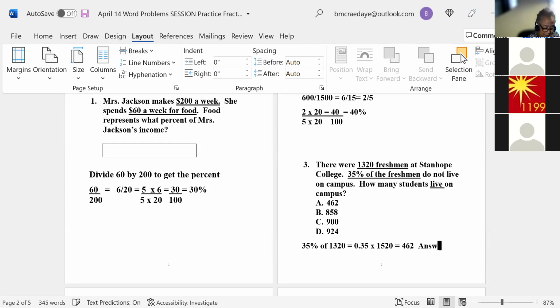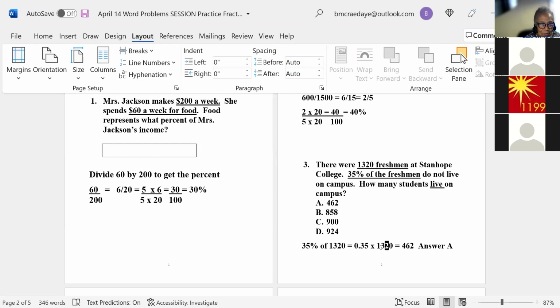Times 1320. Yeah, 1320. That's right. That's the total number of students at the college. A little over a third of them live on campus. Okay. So you can eliminate these big answers because you think about a little over a third.